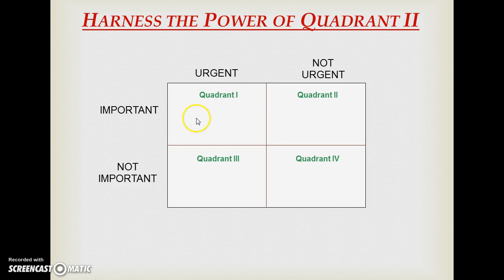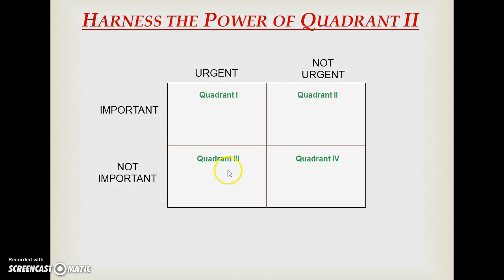In quadrant 1, you can see that it's both important and urgent. So quadrant 1 are things that have to be done immediately. This is when we're in a problem mode or crisis mode, and we have to do them in a certain period of time. So again, waiting to complete an assignment the night before it's due, or when your child is sick and you have to take them to the doctor immediately, those are both important and urgent, quadrant 1.